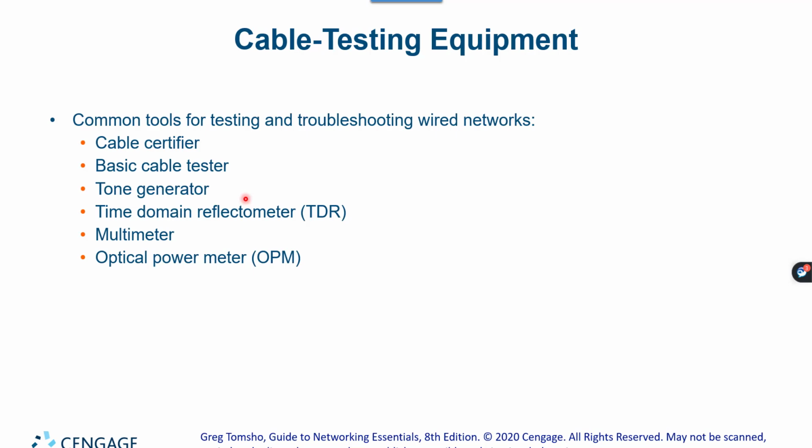So when I'm doing fiber, I'm going to have a cable certifier, a cable tester, a tone generator that's going to generate light into the cable, a time domain reflectometer that's going to measure how much reflection we have in the cable. If there's a break in the cable or we don't cut it correctly at the right angle, the light is going to be reflected back to the source, and we don't want that. So we use this TDR to check our splices.